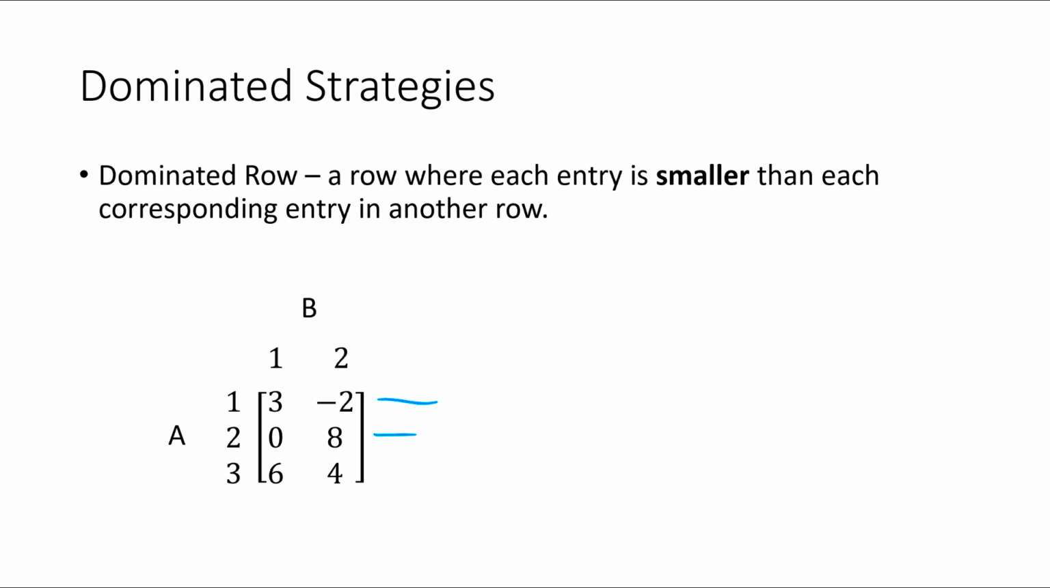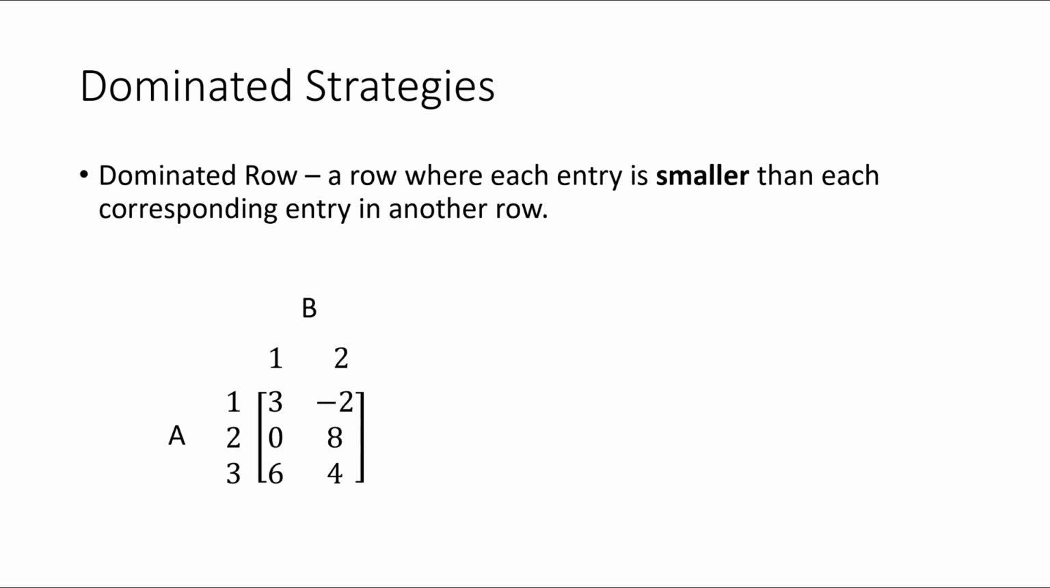Remember, for player A, positive numbers are good, negative numbers are bad, so we're looking for numbers that are bigger. In row 1, the 3 is bigger than the 0 in row 2, and then the -2 is smaller than the 8. So row 1 does not dominate row 2, and row 2 does not dominate row 1. We're only going to compare up and down for dominated rows, so we don't compare the 3 to the 8 or the 0 to the -2. 3 is bigger than 0, but -2 is smaller than 8, so neither of those dominate each other.